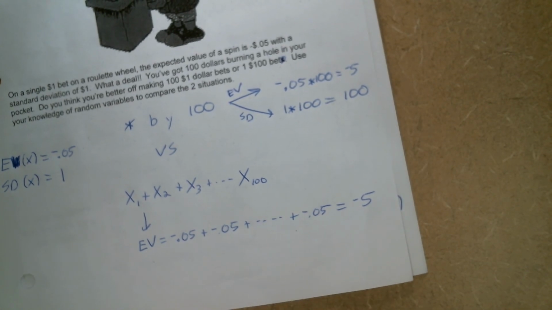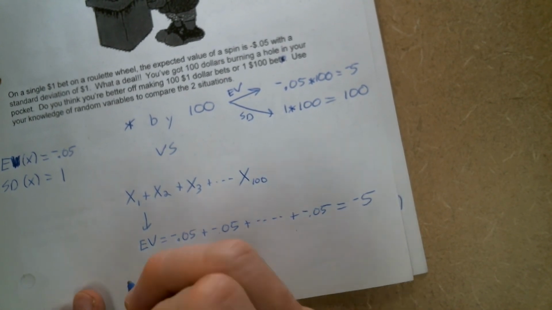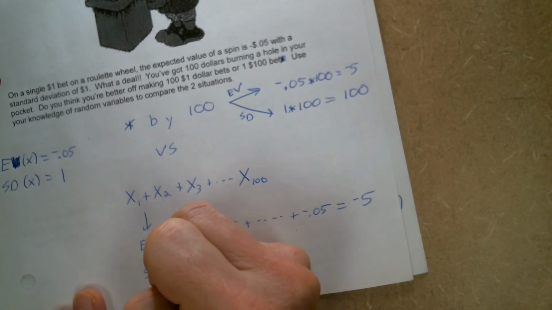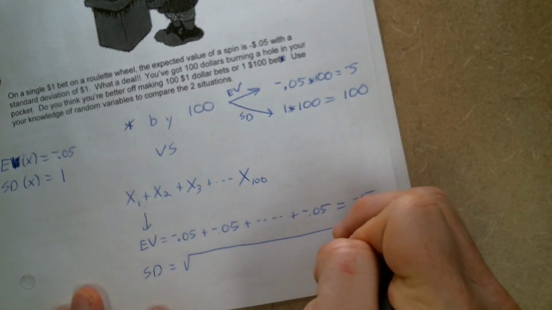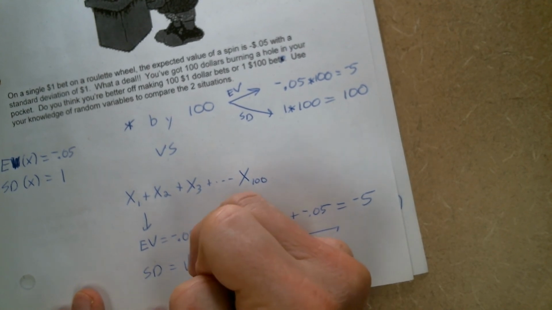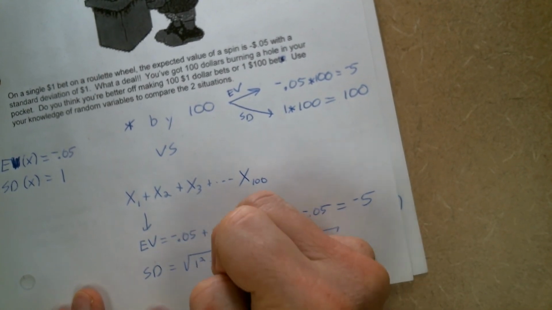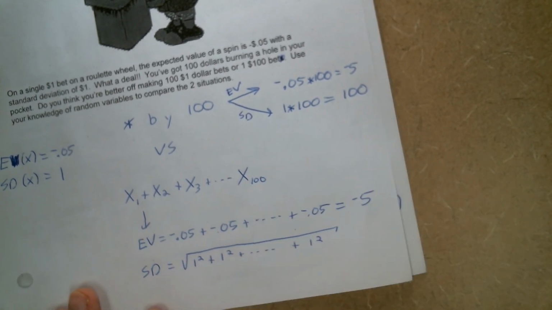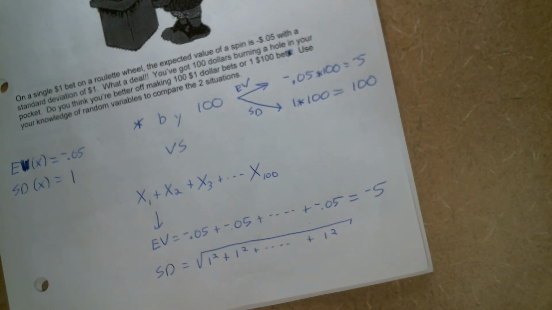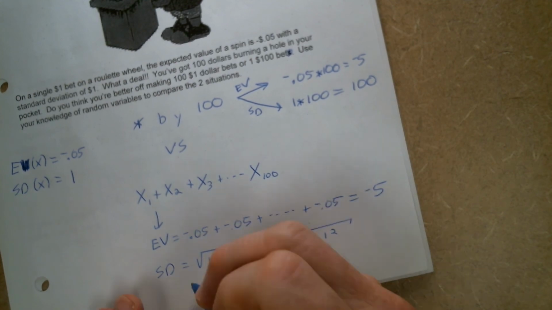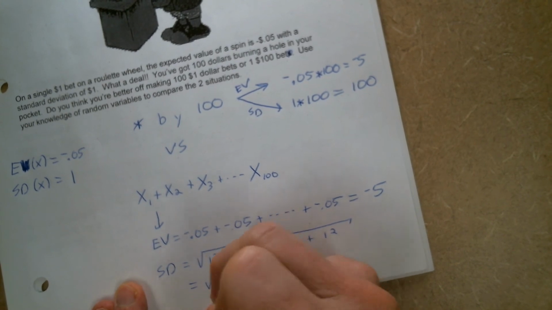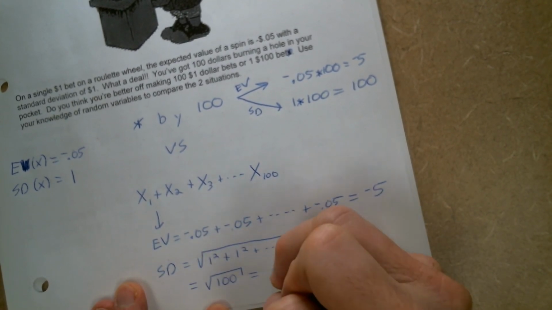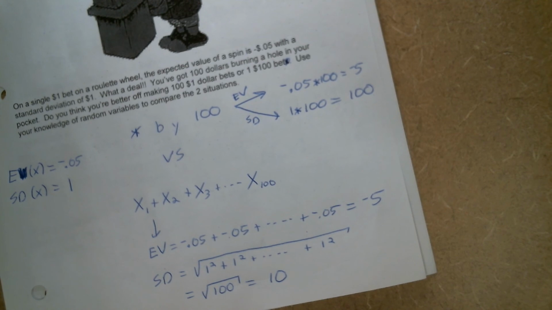What's going to be different is the standard deviation. The standard deviation is going to be found by taking all those standard deviations, squaring them, and adding them together. So that would be 100 ones being squared and added together. The nice thing is 1 squared is just 1, so I'm basically just adding 1 100 times. So this turns into the square root of 100, which means the standard deviation is 10.